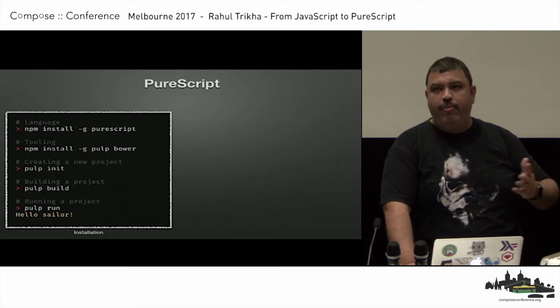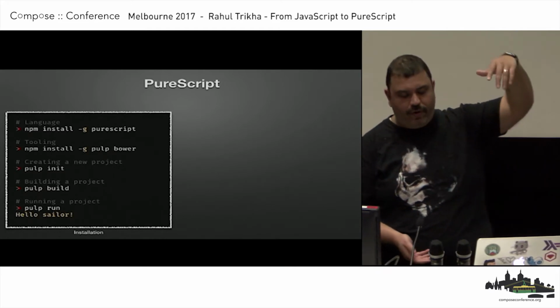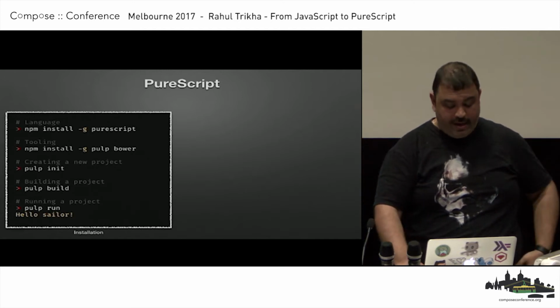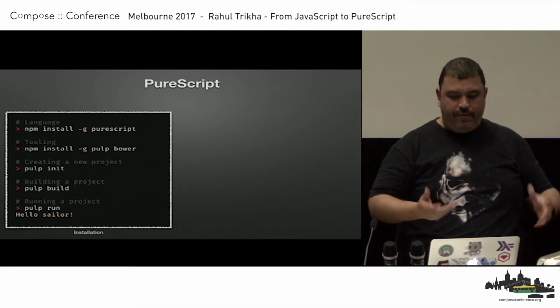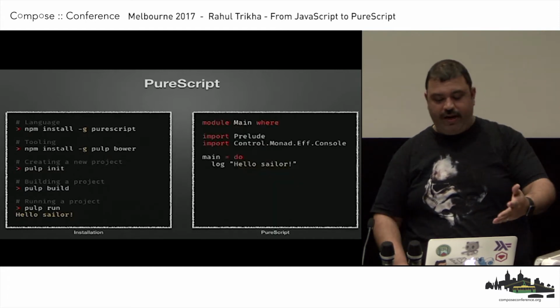So to create a new project, you just create a new directory and run pulp init, and it will create a scaffold for you, which is very easy. Then you can do pulp build, and it will generate all the things you need. And you can do pulp run to run whatever's in your main code. So what does it actually generate? It generates something like this.